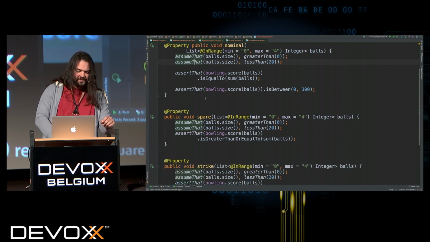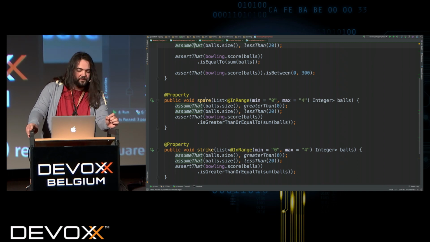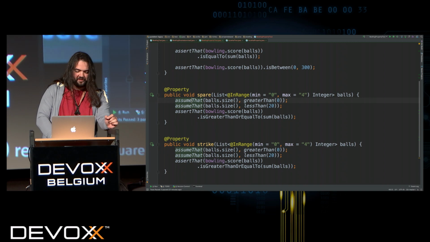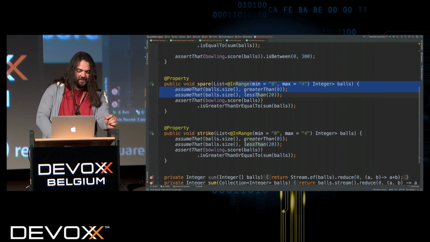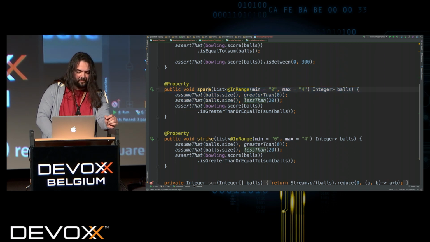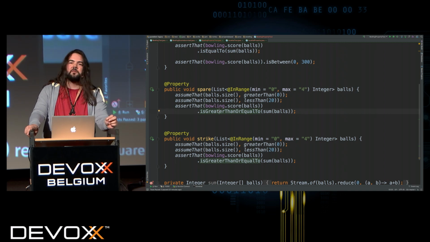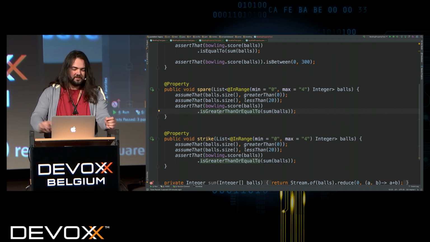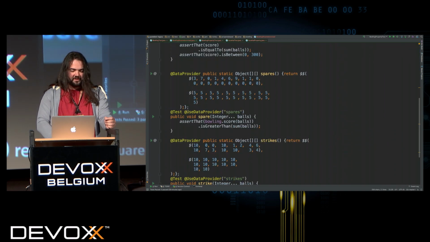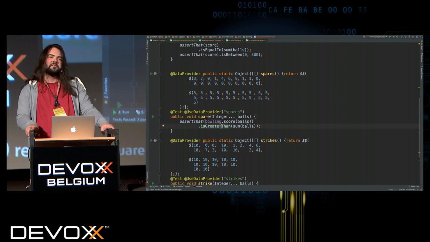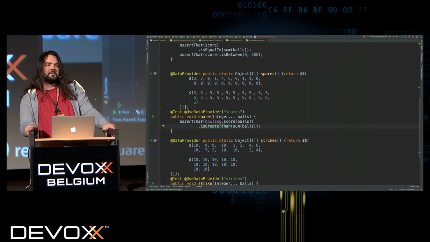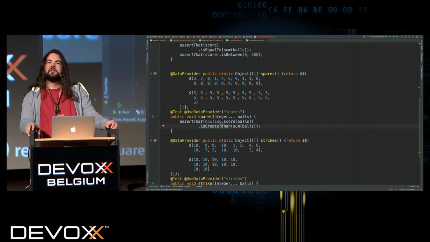So, if you look at my next assumption, which takes this together, what I'm saying is, if I have a spare, then my score should be greater than or equal. This is not my business rule, right? I did the same thing here when I do parameterized testing. I just put all my two cases of spares. And I said, well, it should be greater than the sum of my tries, of my balls, right? This is very weak. This is not my whole deal. This is not my whole property. Why did I do this then?